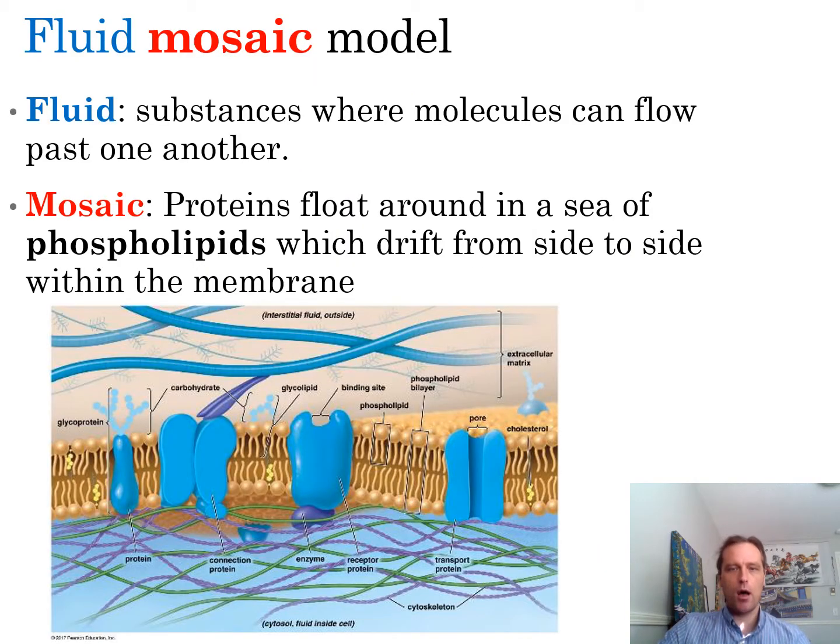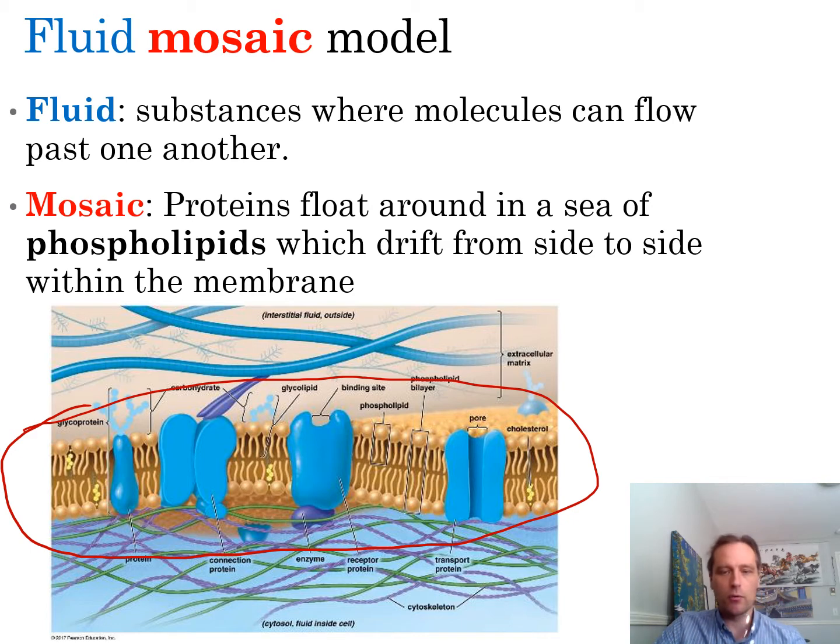Fluid mosaic model. Fluid, what do we mean? It's in constant motion. A fluid is any substance where molecules can flow past one another, so a gas, a liquid. The cell membrane is just like that. It can flow laterally, meaning, let me just circle the membrane here. This is the membrane. Phospholipids in it can move to the left, they can move to the right, forward, backward, and most of the proteins can do the same thing.